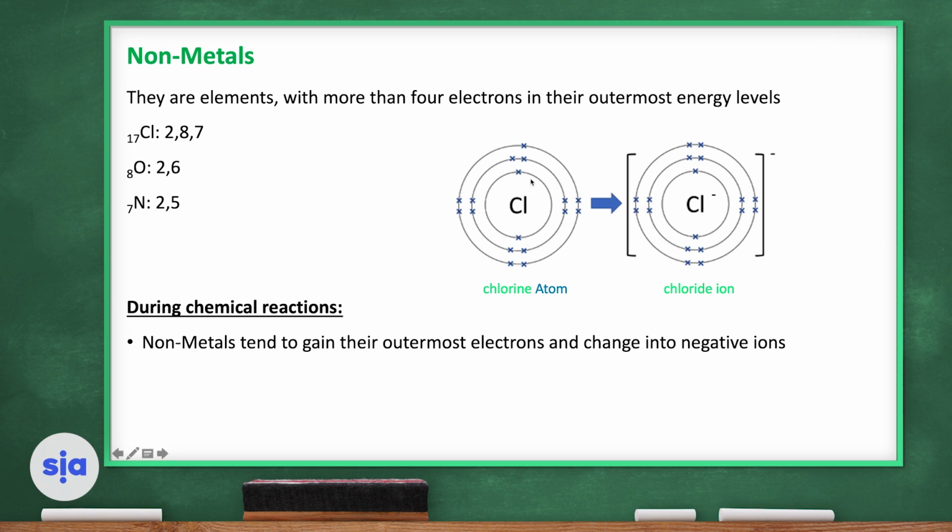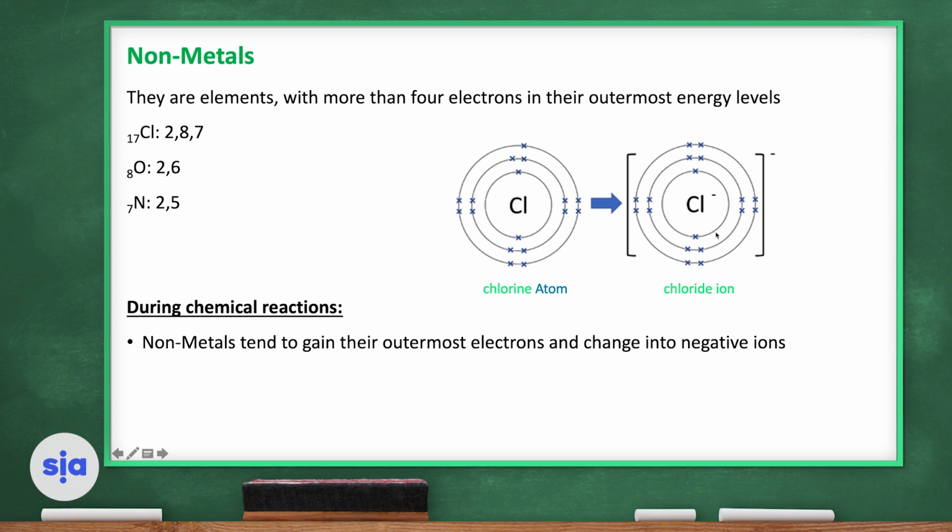So count with me: 1, 2, 3, up to 17. Chlorine with 17 electrons. In the outermost shell, there are 7 electrons. Now they become 8. They acquire 1 electron. They take 1 electron. Okay?